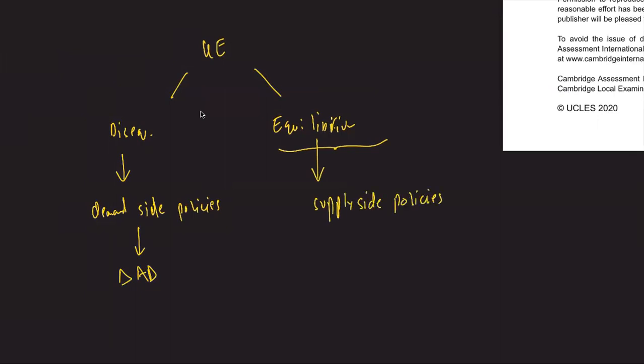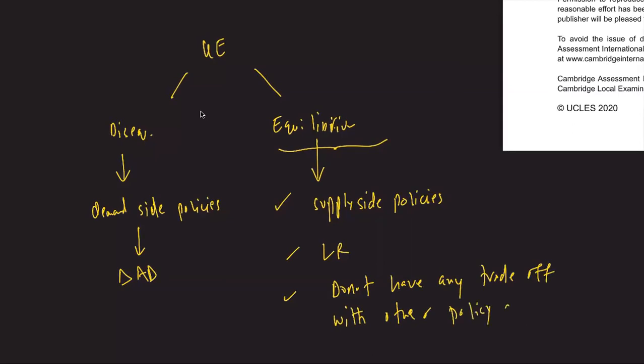The reason supply side policies are preferred for equilibrium unemployment is that they work in the long run. They do not have any trade-off with other policy goals like inflation and so on. So that is an advantage.